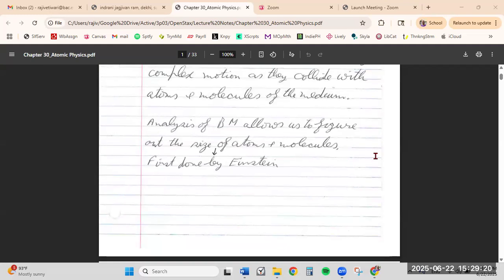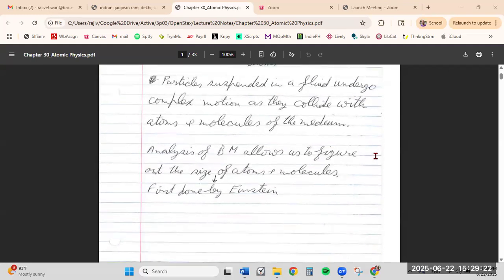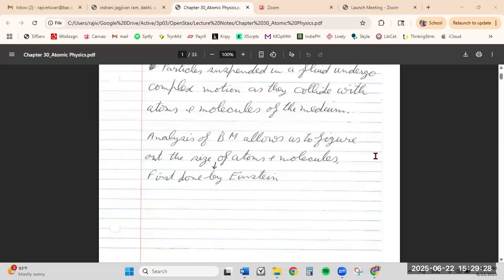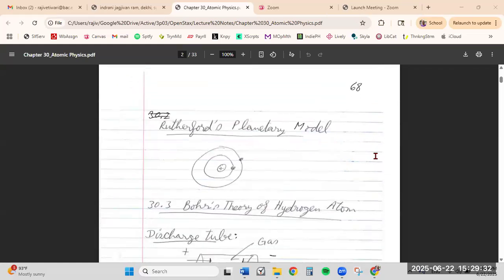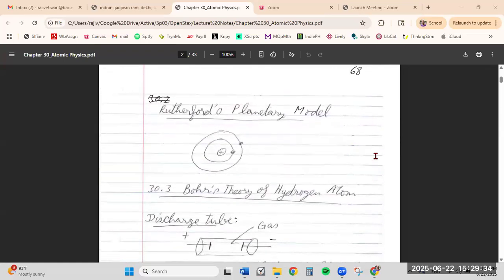The mathematical analysis of Brownian motion allows us to figure out the size of atoms and molecules, and this was first done by Albert Einstein. Now, there have been different conceptions of what an atom looks like. What does it consist of?